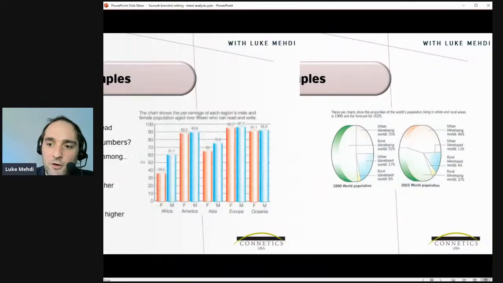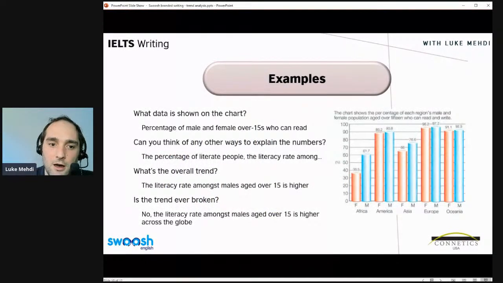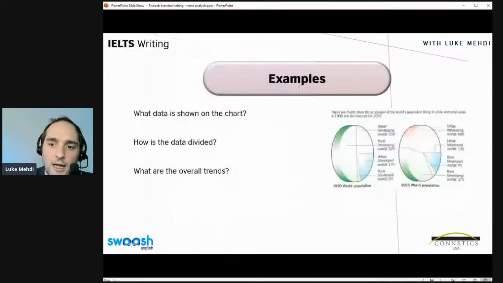When we say it's never broken across the globe, isn't that an opinion? No. How is that? That's not an opinion. This is showing all parts of the world, each region. So be really, really careful. Yes, in every case, it is higher amongst men. That is across the globe. That is global. That doesn't change in a different region of the world.